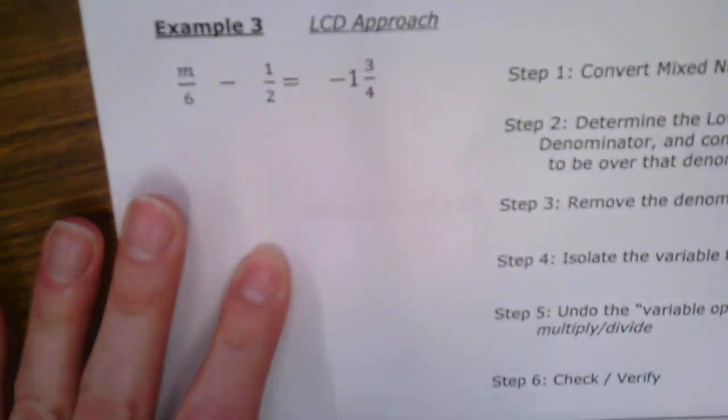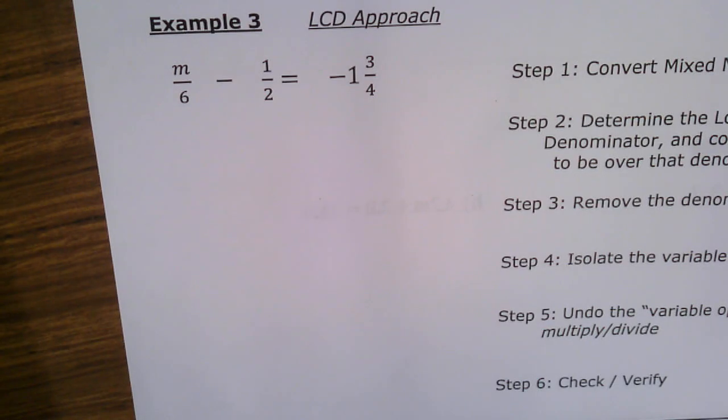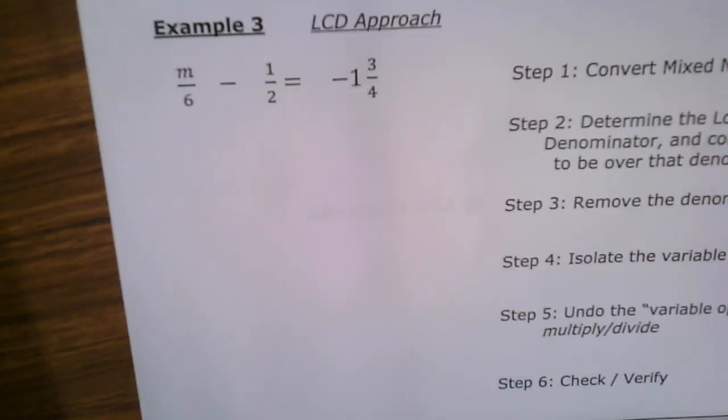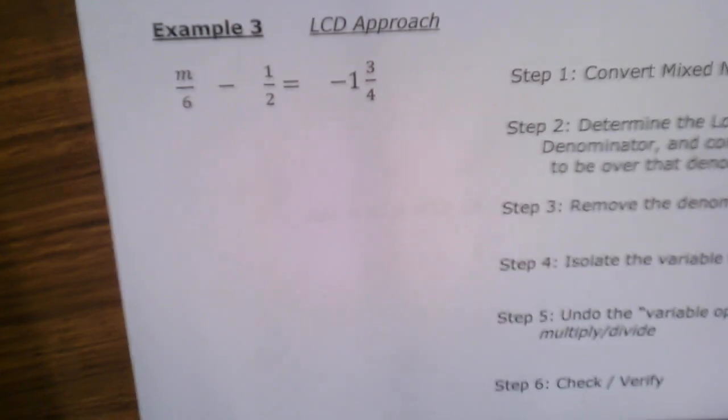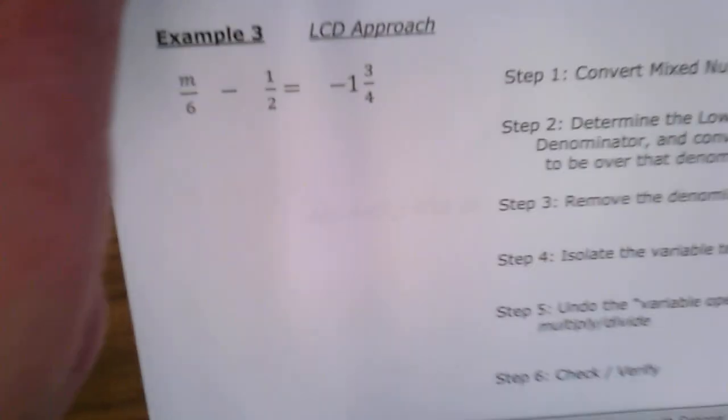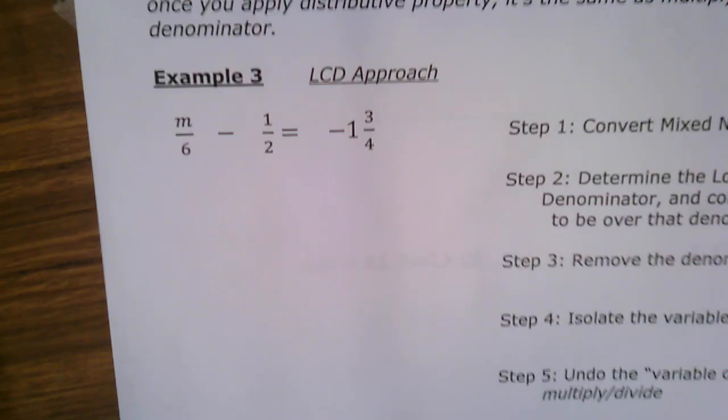Having a bit of technical difficulties here on the Mr. Critchlow YouTube channel. There we go. We have m divided by 6 minus half equals negative 1 3/4. Now it looks like this camera just doesn't want to work with me for a second. Let's see if we can fix it up.